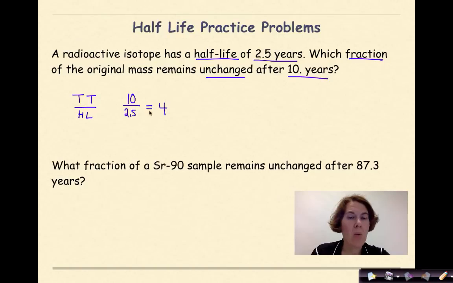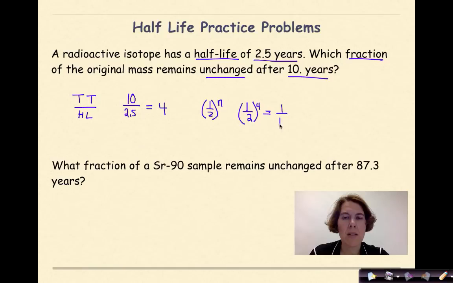Once we have that, we know that we can find the fraction remaining. And to find the fraction remaining, that is 1/2 to the n power, and that n represents the number of half-lives. So if I do 1/2 to the 4th power, that is going to be 1/16 remaining of my original sample. Let's look at the next problem.